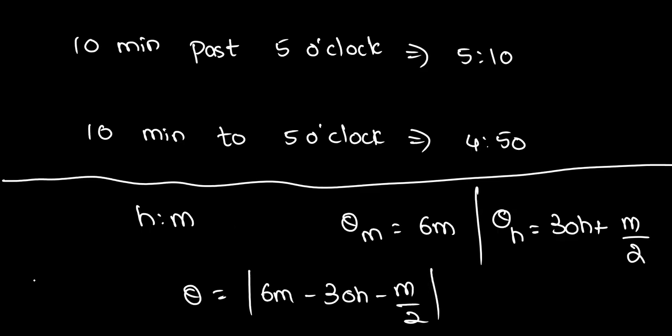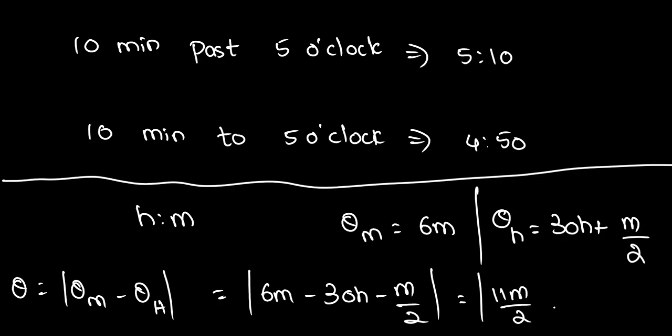Why this? We are subtracting the minute hand with the hour hand. You can tell hour hand minus minute hand. What it may be, no problem. Right. Now 6M minus M by 2 is 11M by 2 minus 30H. Or in textbooks they will give 30H minus 11M by 2. What it may be, I have given modulus. No worries. This is the formula. If you want the formula, it will be like 30H minus 11M by 2 or 11M by 2 minus 30H.